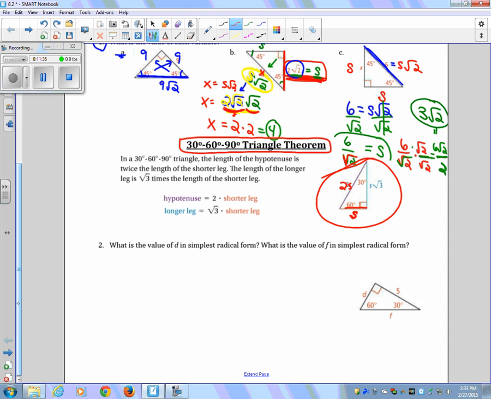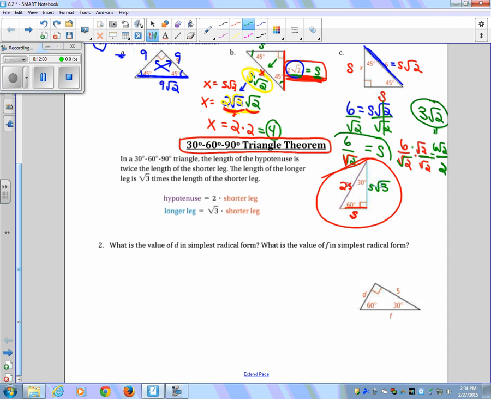Now, across from 60, that's the one that is a little complicated with the radical. So it's S times the square root of 3 this time. Instead of the square root of 2, we have the square root of 3. So again, you need to memorize those relationships. Let's try this one. What is the value of D in simplest radical form?